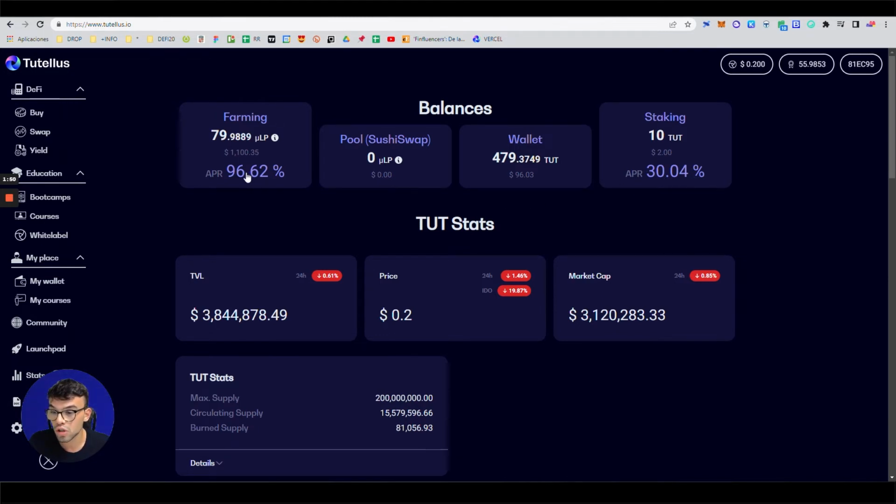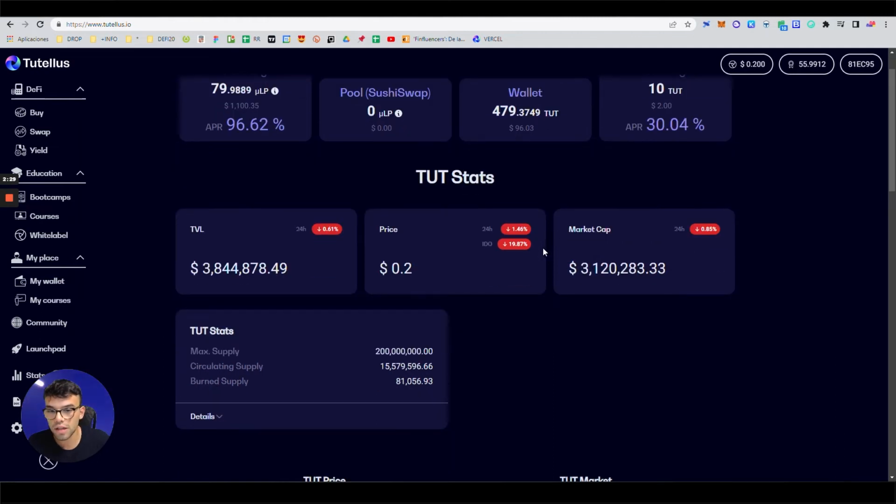Something that I forgot to mention here: I said I'd mention two things and I just said one. In the APR, as I mentioned, it is simple interest, and the second one is that these percentages do vary over time. Okay, the 96.62% and the 30.04% are going to vary depending on the liquidity. If there's more liquidity deposited, if there are more people depositing their TUTs in farming or staking contracts, of course this has to be shared with many, so the percentage is going to decrease. If there are fewer people inside these contracts, the percentage is obviously going to increase.